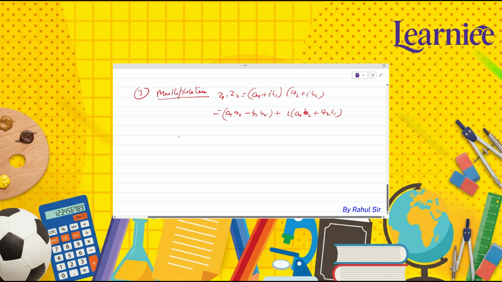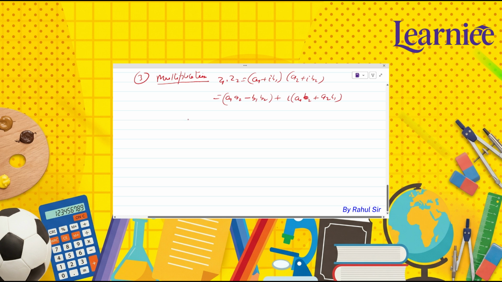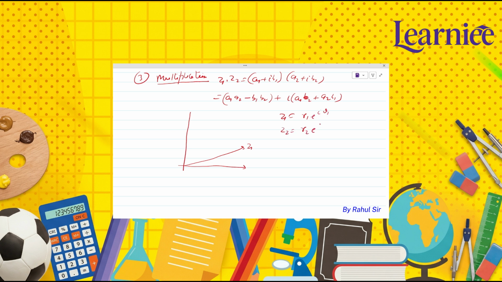But what is the representation? If you want to represent this multiplication, that becomes a little bit interesting. Let's take a complex number here. Let's say this is z1. So let's say z1 is equal to r1 e to the power I theta 1 and z2 is equal to r2 e to the power I theta 2. So z1 has theta 1 and r1, and z2 complex number has the argument theta 2 and the modulus r2.